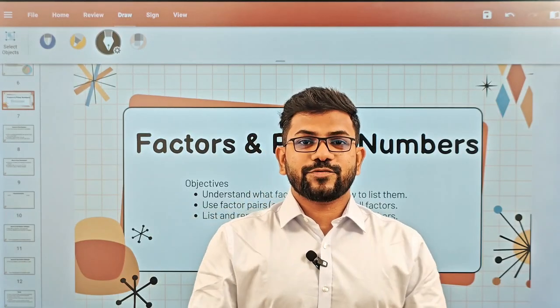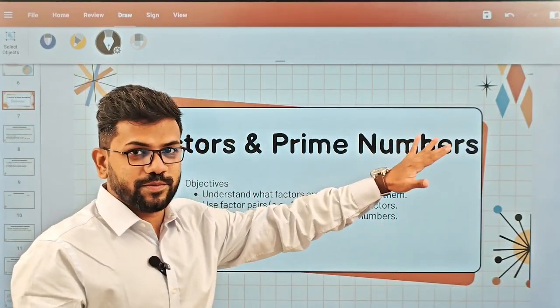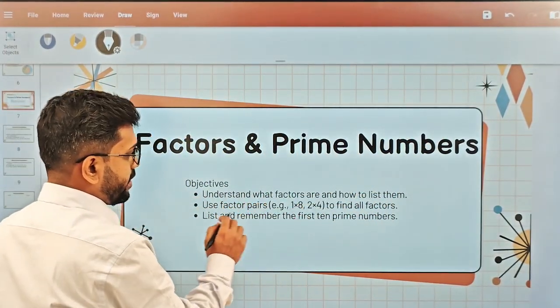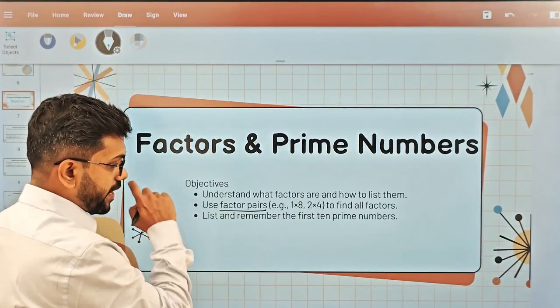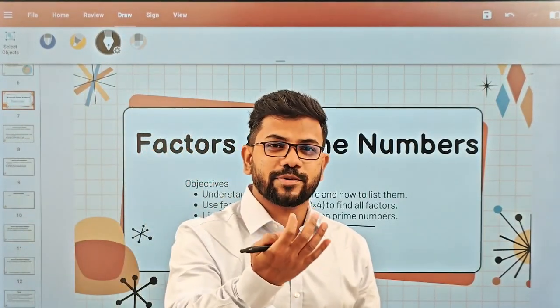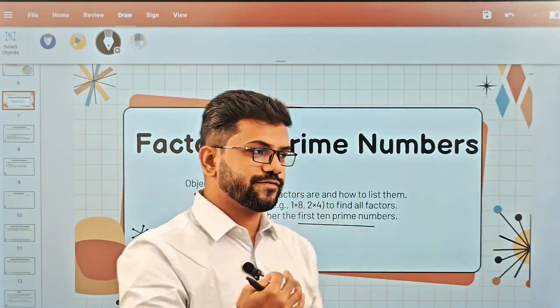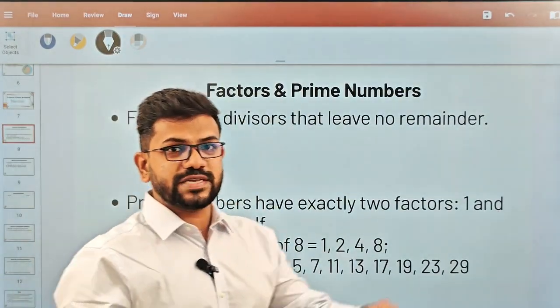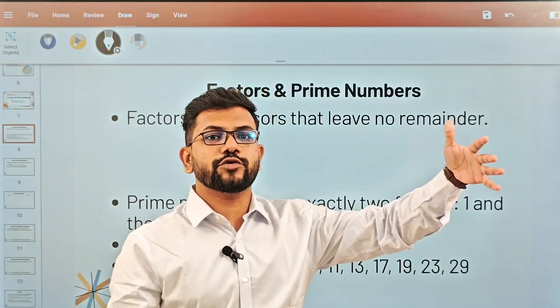Alright, in this video lesson we are going to learn about factors and prime numbers. We will be learning what factors are and how to list them using factor pairs, and we'll try to learn the first 10 prime numbers and prime factorization, all of this. So let's begin. Factors are basically divisors that leave no remainder.